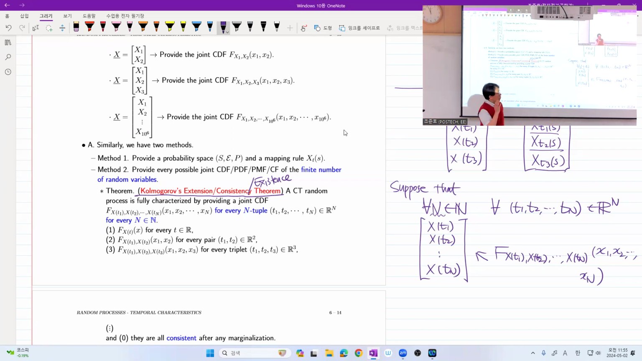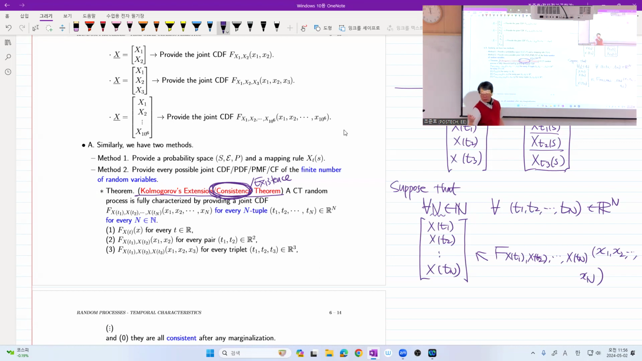So for every N and every interval, your CDF first must be given to you for full characterization. And if you change N and intervals, they must all be consistent, which means that if you have a higher dimensional one, and if you marginalize, it must be the same as the CDF you had already. In that sense, if you have consistent joint CDFs for any interval of time, then what?